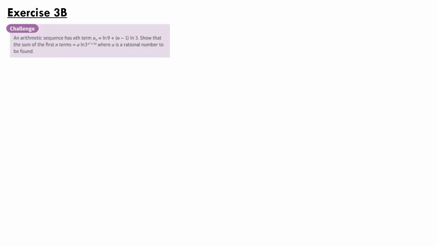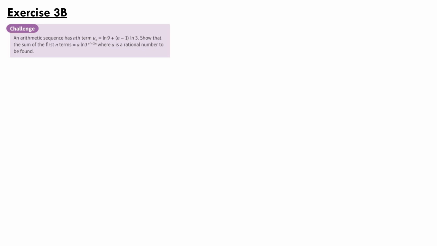Okay, and our next question comes from exercise 3b. An arithmetic sequence has nth term un equals ln 9 plus n minus 1 lots of ln 3. Show that the sum of the first n terms equals a times ln 3 to the power of n squared plus 3n, where a is a rational number to be found.